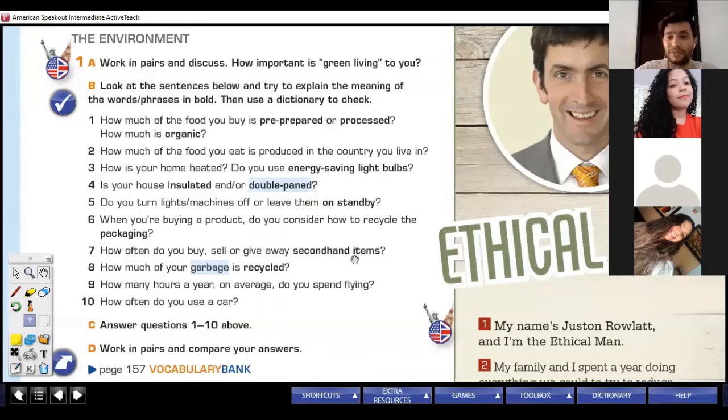Number 7, how often do you buy or sell or give away second-hand things or second-hand items? Second-hand items. All right, guys? Go ahead. What do you think it is? Maybe things that are not new and have been owned by someone else. All right. Good. Something that has been owned or possessed by someone else, and now you have it. Right now it's yours. A second-hand thing. Something that has already been used. Very good, Miss Valeria.